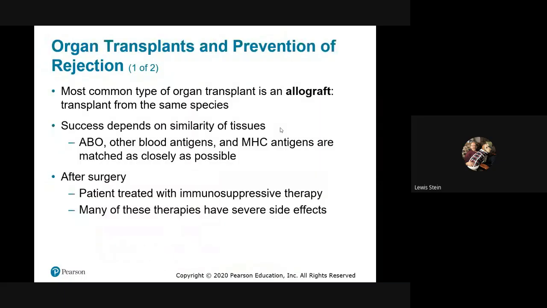And this is a nice little summary. We did that. Look at the animation, and here are the graphs. Allograft is from the same species. We tissue type them based on the MHC antigens, the ABO blood system, and other blood antigens. The closer the match, theoretically, the less the immunological phenomena. Immunosuppressives have a lot of side effects. It's gotten better over time, not as bad as you think.